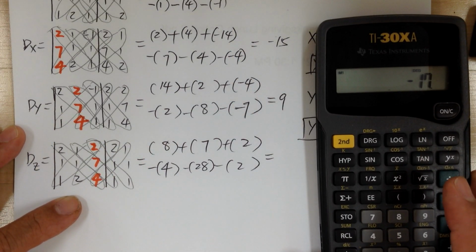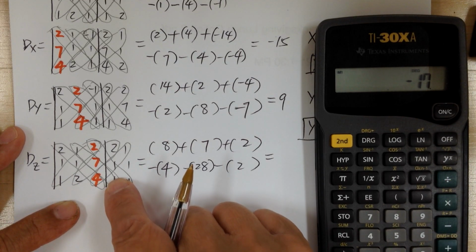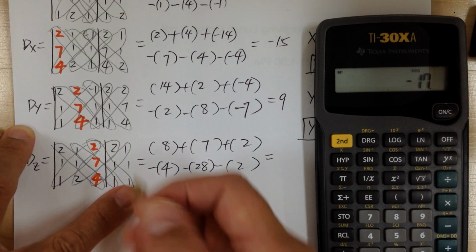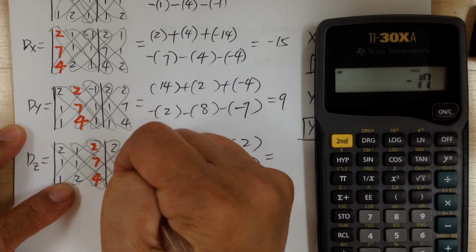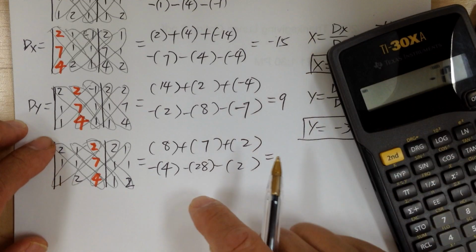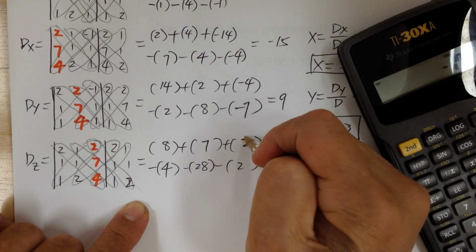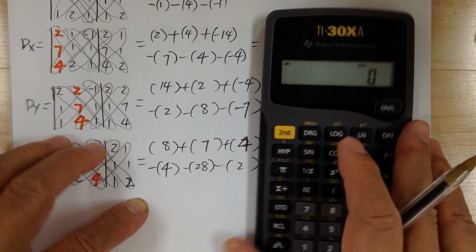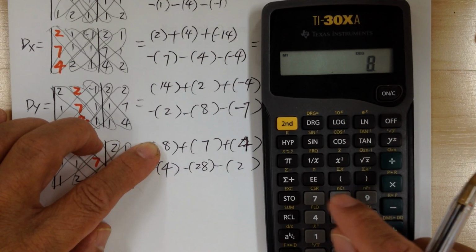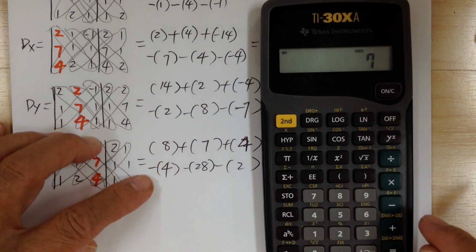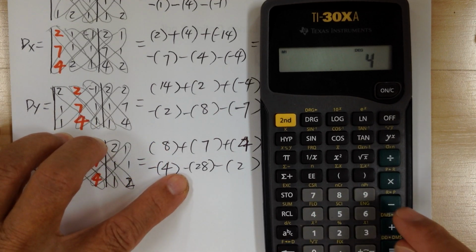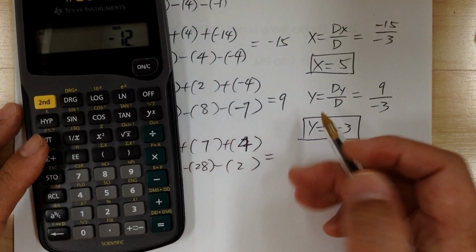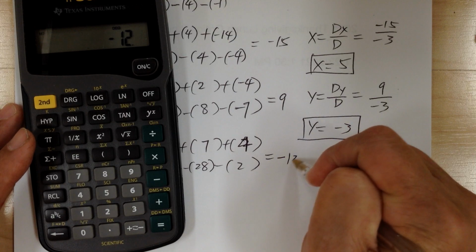okay, something is not right. Let's double check. Oh, right over here. It's 112, so it's 112 right over here. So that's the third diagonal, so this would be a 4. Okay, so let's go back again. So it'd be 8 plus 7 plus 4 minus 4 minus 28 minus 2 equals negative 12.